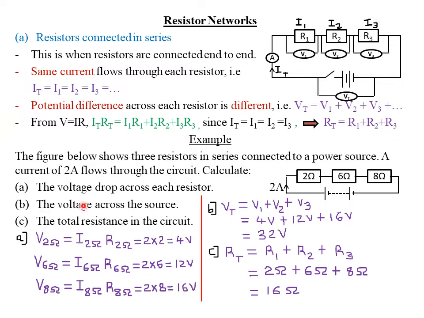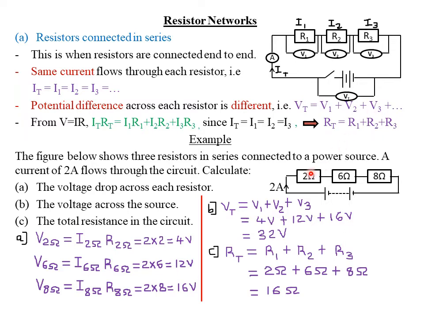Part B, they want us to find the voltage across the source. The easier way of finding that, we simply sum the voltage drops across the 2 ohm resistor, 6 ohm resistor, and 8 ohm resistor. Because remember we said up here that whenever resistors are connected in series with each other, then V total, or the total potential difference, shall be given by the summation of the voltage drop across each of the components.